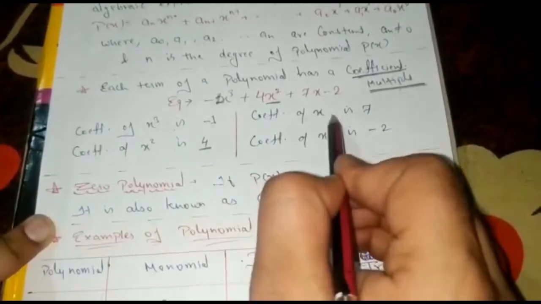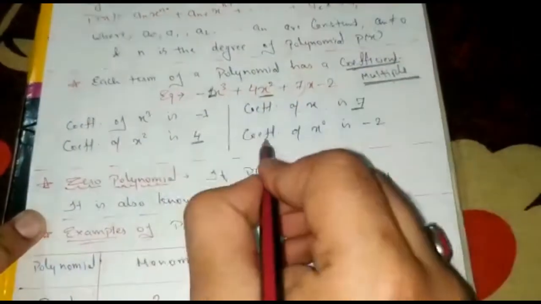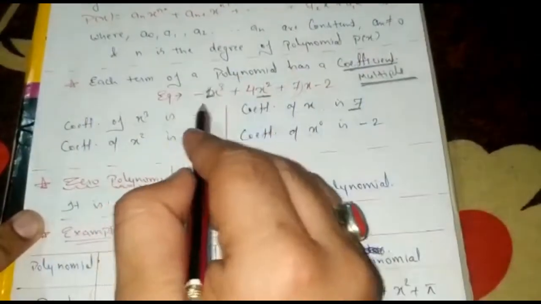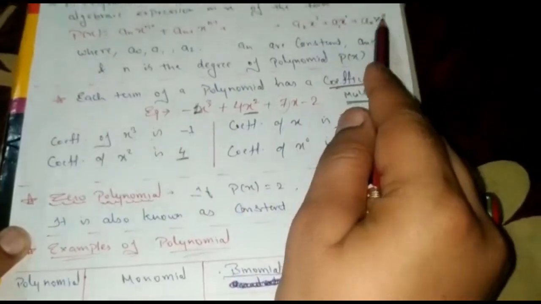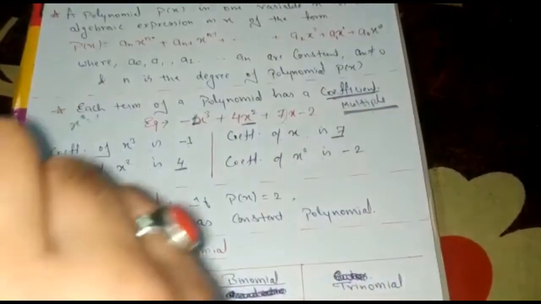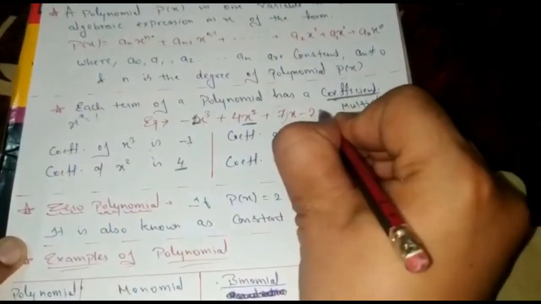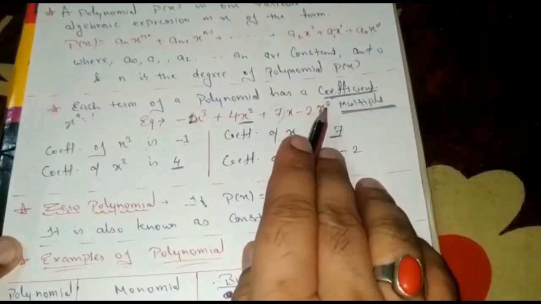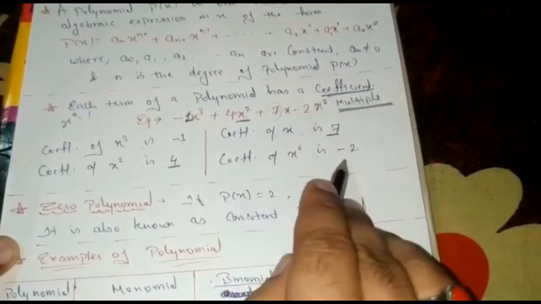Now the coefficient of x is 7. Now the coefficient of x^0. In this equation it is not possible to see x^0, but as I already told you, x^0 is equal to 1. Power 0 of any term is equal to 1. So here we can assume that we can write x^0, and x^0 will be equal to 1. So the coefficient of x^0 is -2.